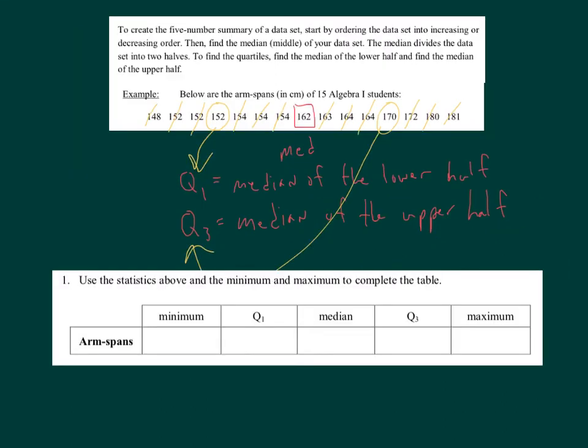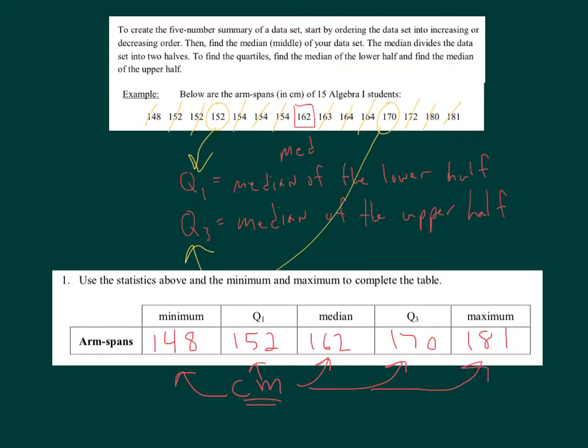So let's recap the values. For our minimum arm span, we had 148 centimeters. Our quartile 1 is 152 centimeters. Our median is 162 centimeters. Our quartile 3 is 170 centimeters. And our maximum arm span for these 15 students was 181 centimeters. Again, keep in mind that centimeters are the units on all 5 of these values. All of these values are describing students' arm span in centimeters.